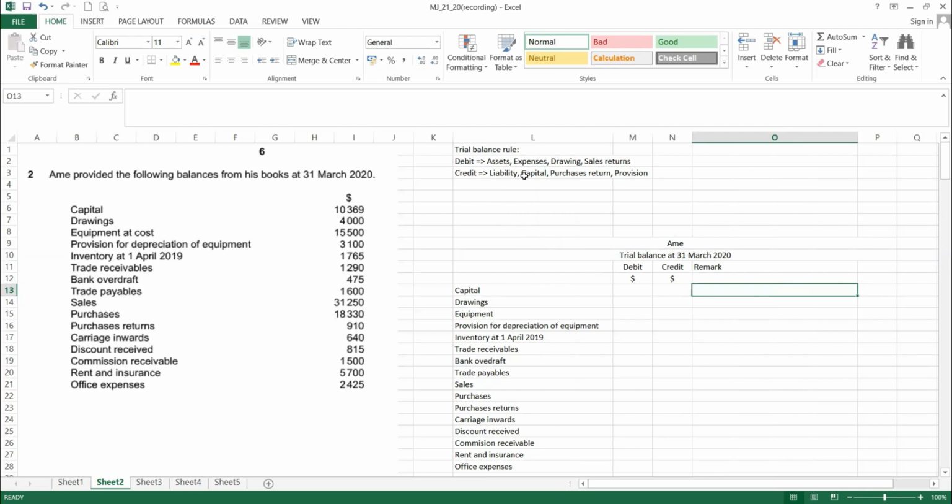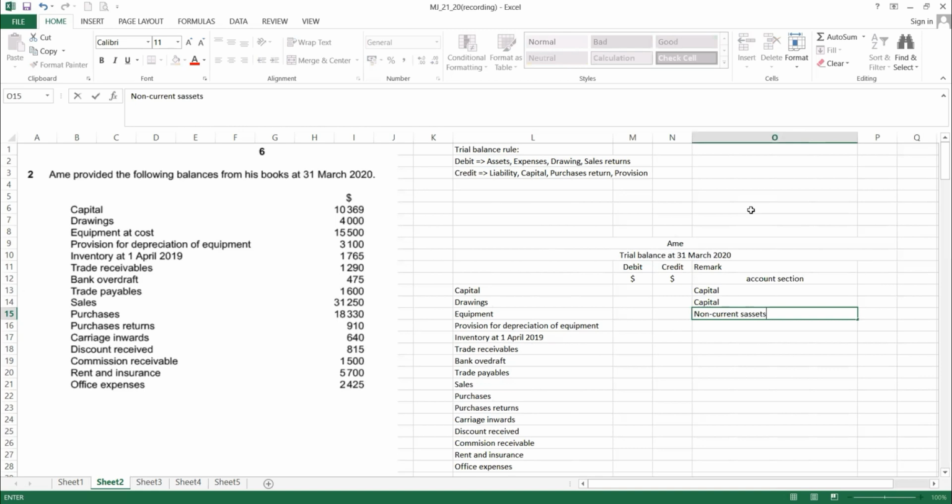Here we are talking about the account section, so that you get a better idea. Capital is under the capital section. Drawing is actually also under the capital section. Equipment is a non-current asset. And provision for depreciation is also under non-current assets.